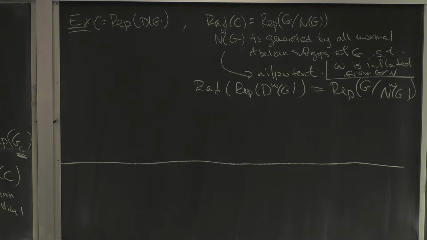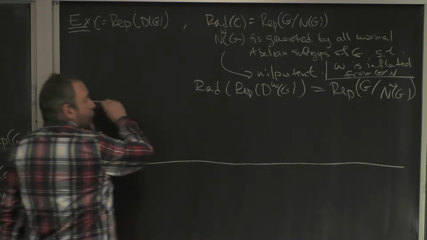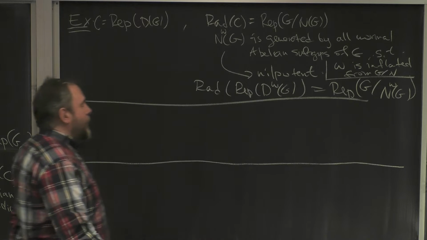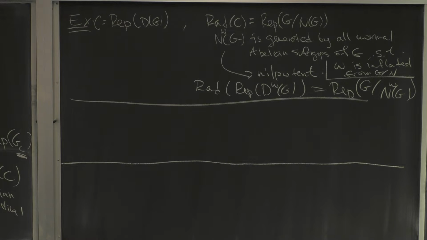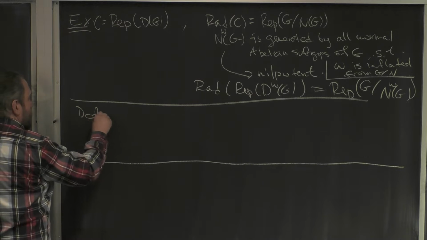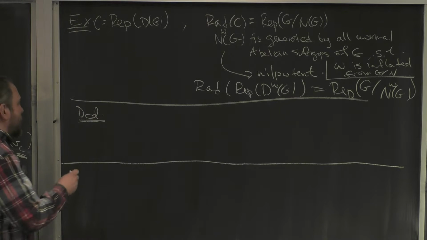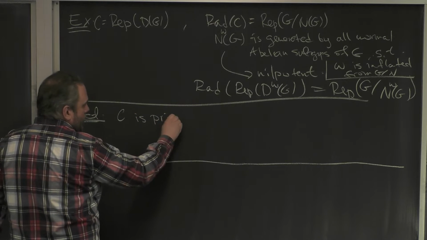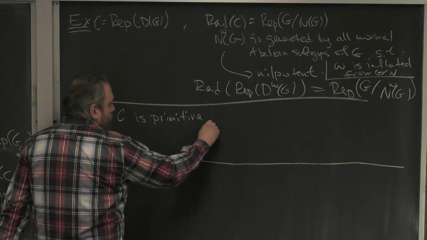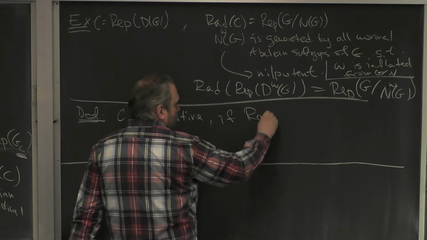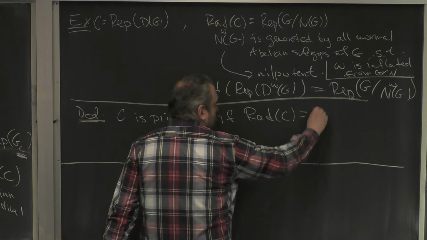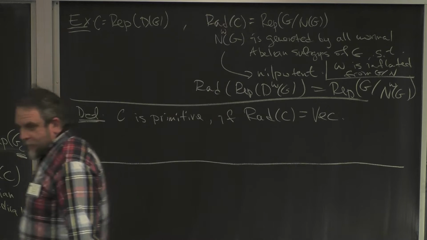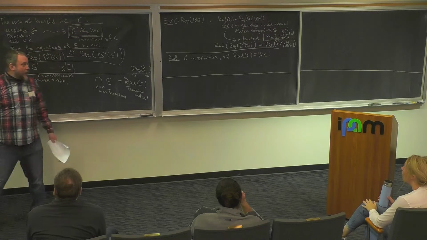Now, we will be interested in a class of such categories where this intersection is trivial. So by definition, we say that a braided fusion category C is primitive if its radical is trivial.